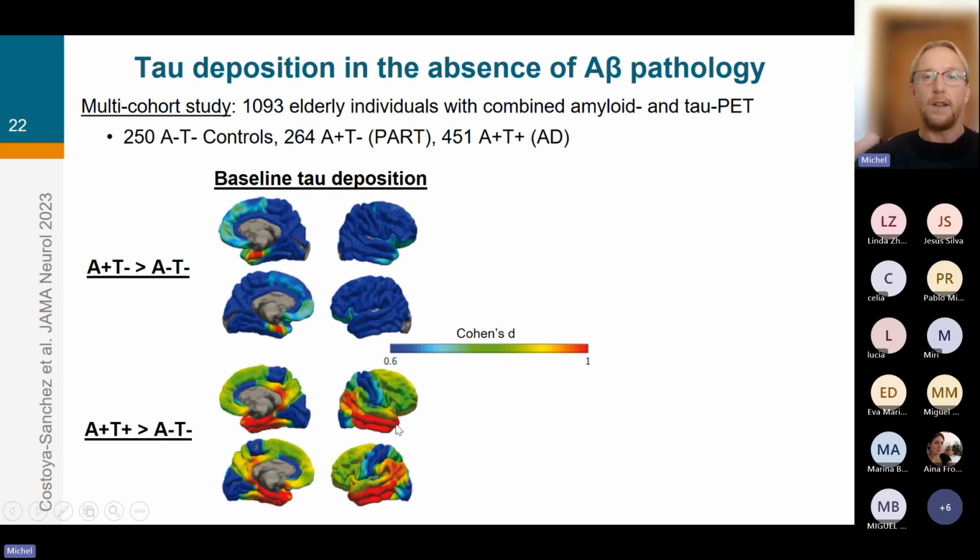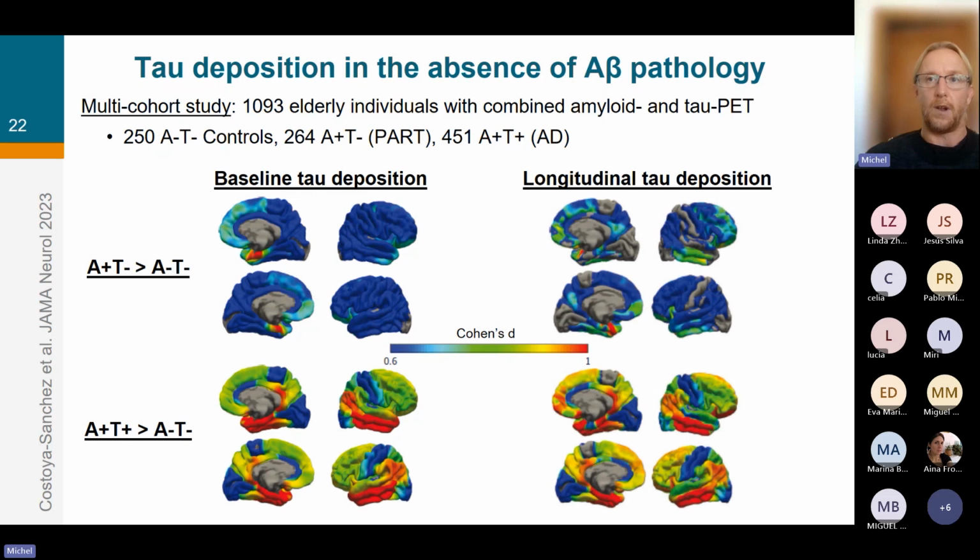Now, what's really new about this study is that a large subset of these individuals also had longitudinal amyloid and tau PET scans. And here, for the first time, we could demonstrate that longitudinally, if there's no amyloid, the tau mainly, or on average, seems to remain restricted to the medial temporal lobe. It spreads to some surrounding neocortical areas, but not as severely as in the medial temporal lobe.